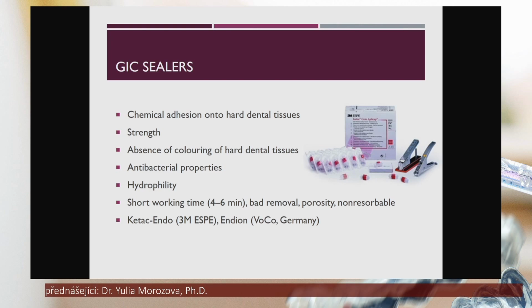The next group of the sealers that is possible to use, these are the GIC based sealers. Because they contain GIC, they have chemical adhesion onto the hard dental tissues. They're relatively mechanically resistant. They don't lead to the staining of hard dental tissues, and they have antibacterial properties. Also, they are hydrophilic, but they have a really large disadvantage that leads to the fact that these sealers are almost not used nowadays.